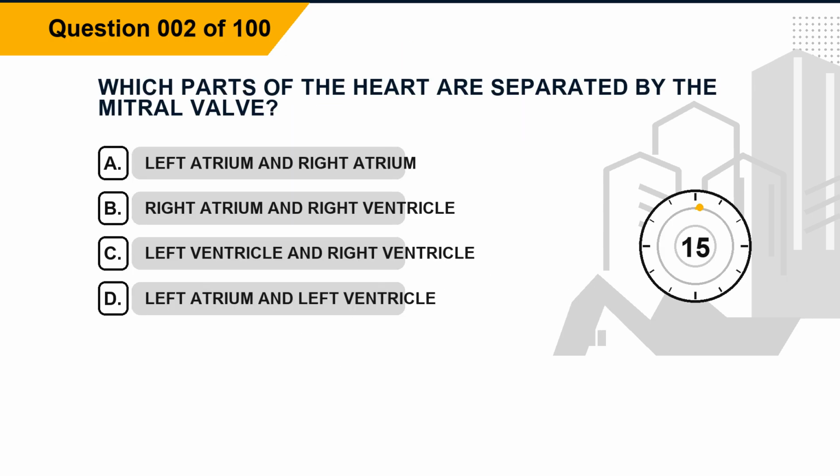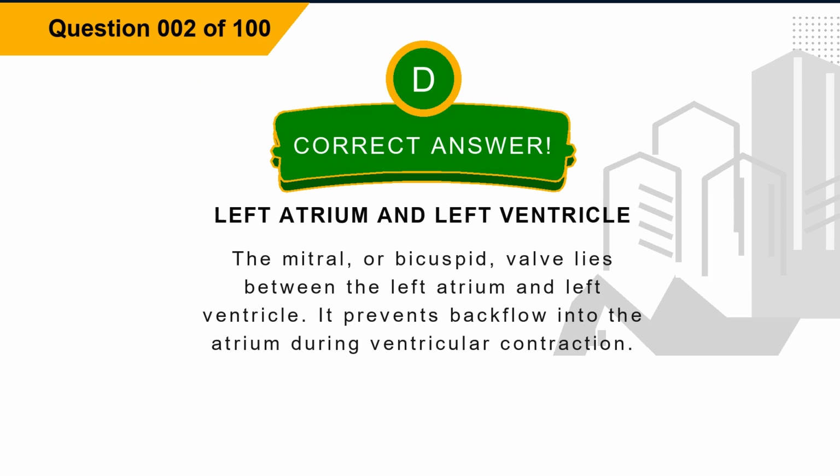Question 2. Which parts of the heart are separated by the mitral valve? Option A, left atrium and right atrium. Option B, right atrium and right ventricle. Option C, left ventricle and right ventricle. Option D, left atrium and left ventricle. The correct answer is option D, left atrium and left ventricle. Explanation. The mitral, or bicuspid, valve lies between the left atrium and left ventricle. It prevents backflow into the atrium during ventricular contraction.